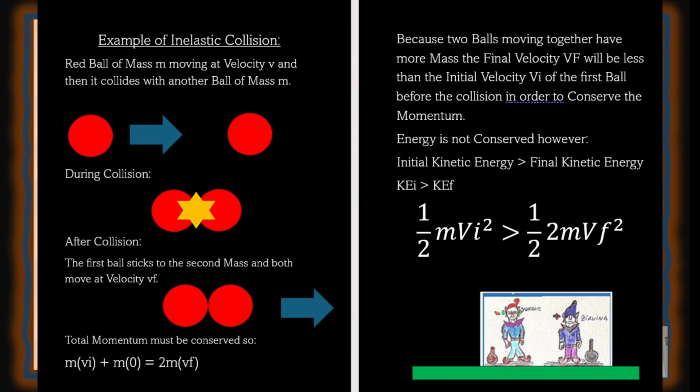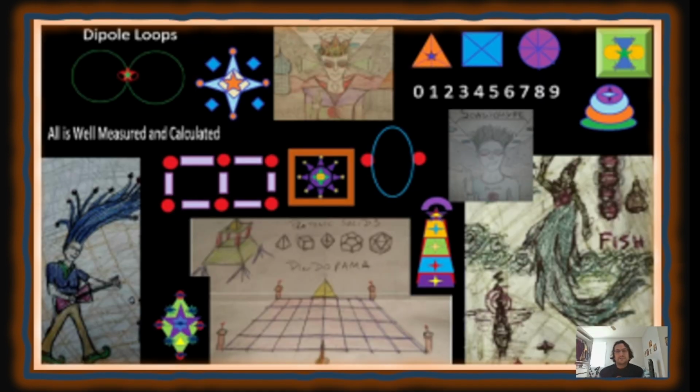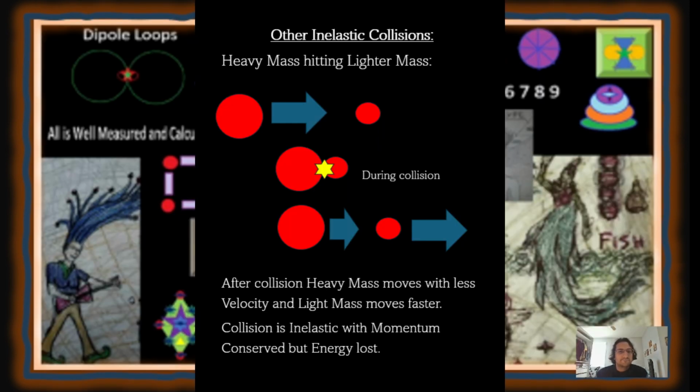Other inelastic collisions: heavy mass hitting lighter mass. A heavier mass comes in and hits the lighter mass. The heavy mass continues moving to the right at a slower pace, and the lighter mass just shoots forward at a really fast pace. Momentum is conserved, but energy is lost.